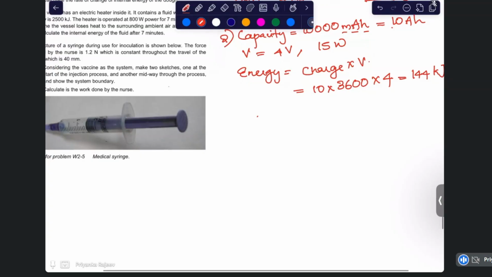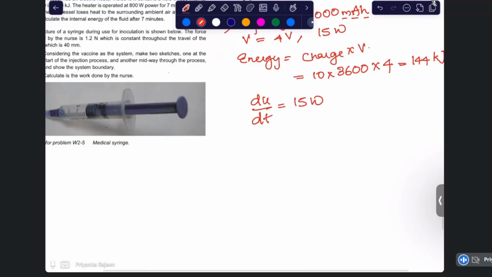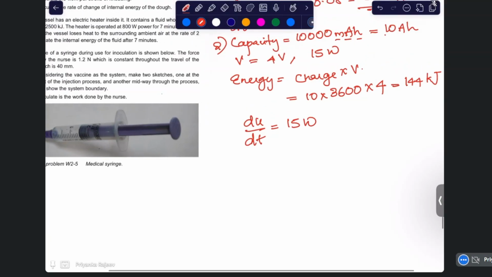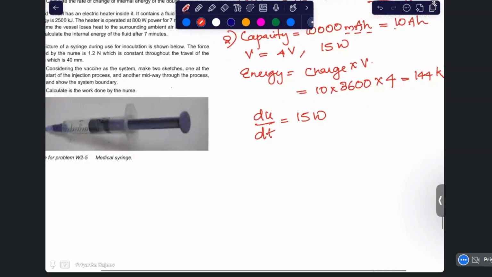Now the rate of change of internal energy we have to calculate. So dU by dt is equal to 15 watt, that is the power at which it is charging. Power means energy by time, where the energy is the internal energy U. So the change in internal energy per unit time is going to be the power with which it is charging. So that is 15 watt.